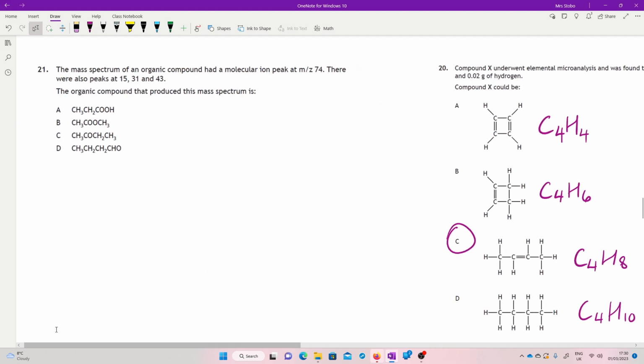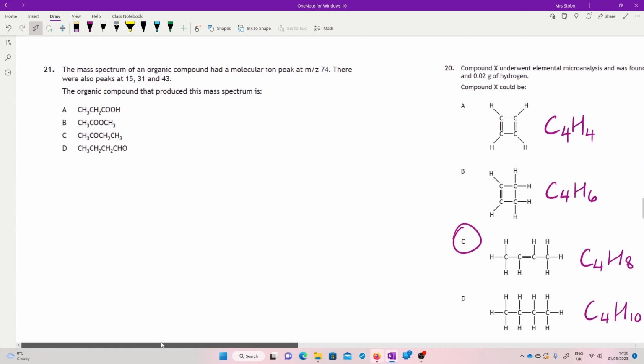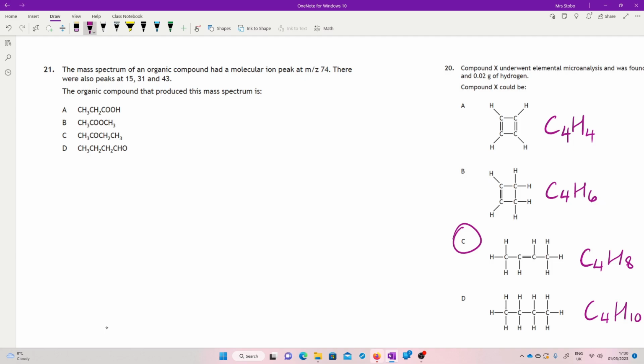Right, as I say, apologies, we're going to have to move back for 21 here. The mass spectrum of an organic compound has a molecular ion peak at m/z 74. There were also peaks at 15, 31 and 43. The organic compound that produced this mass spec is... Right, okay, so they're not totally lovely in this one. You do manage to get rid of 2 of them with one easy thing. It tells you that it's got a molecular ion peak at 74, so that means that the molecule has to weigh 74.